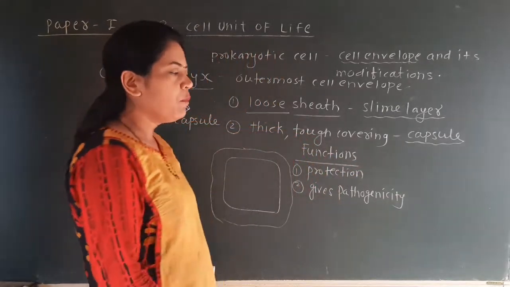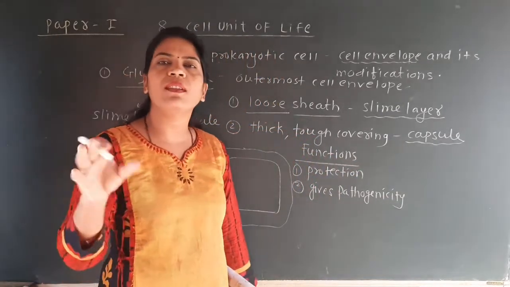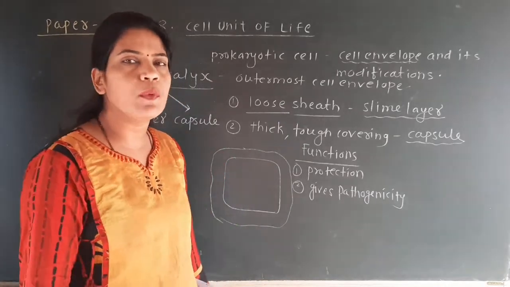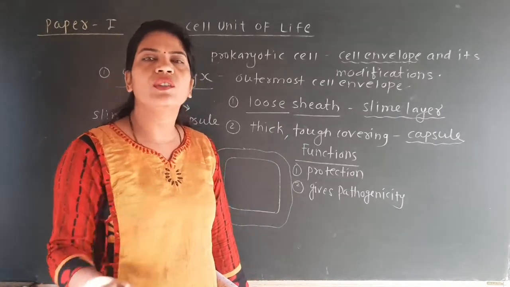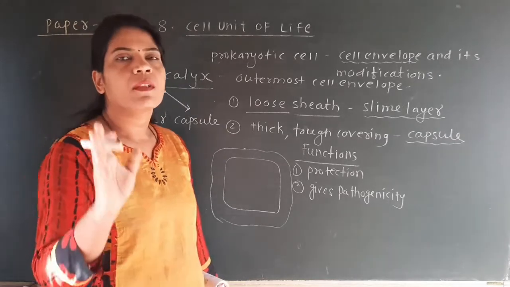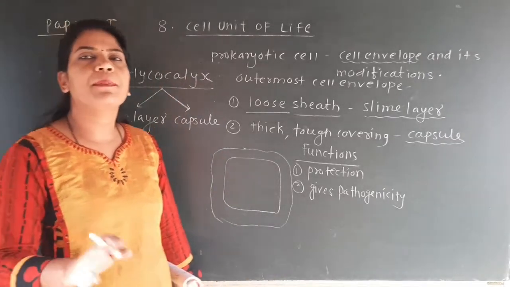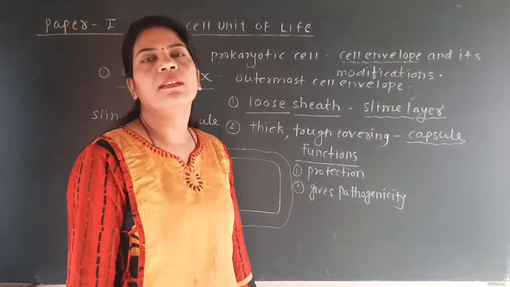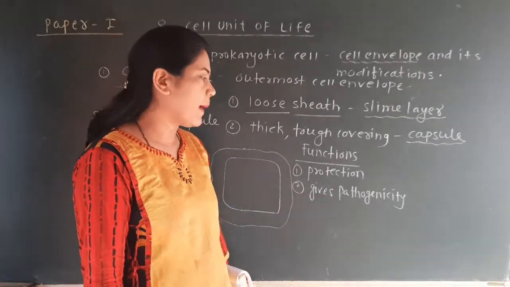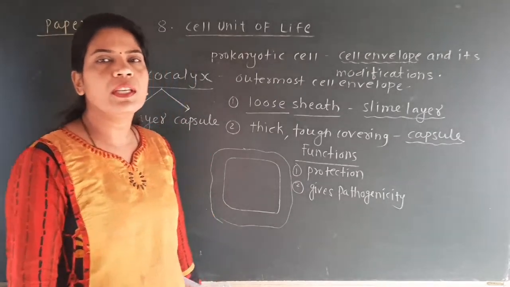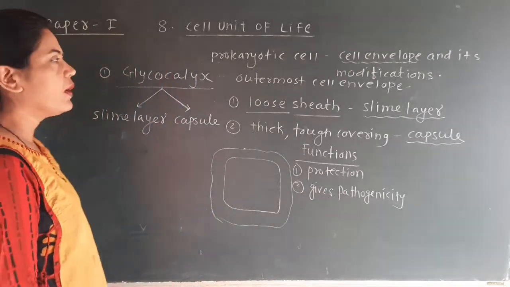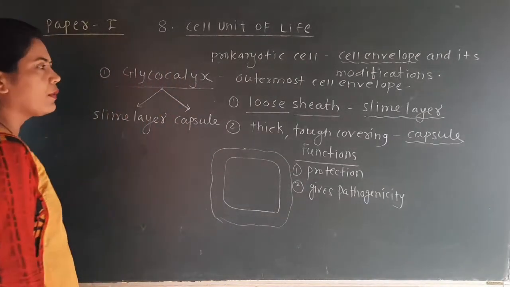So keep in mind these two functions are not specially or separately given in our NCERT book, but you have to know that the function of the glycocalyx is protection, and the capsule layer of glycocalyx gives the pathogenicity to the bacterial cell. Okay students, so here we have completed the first cell envelope, which is called glycocalyx.